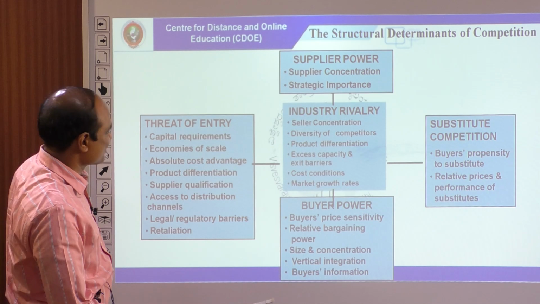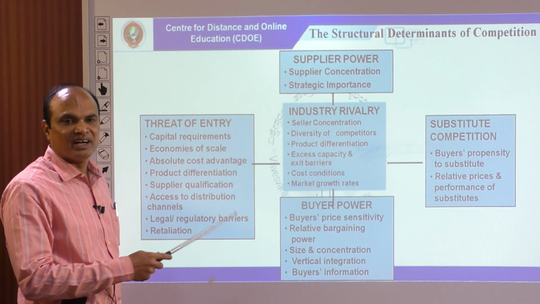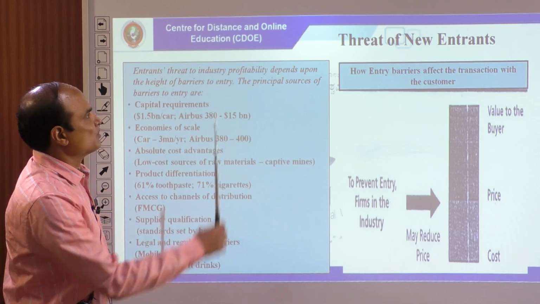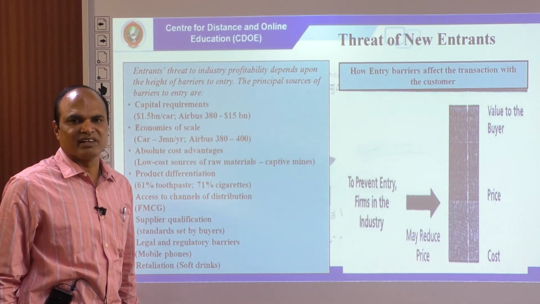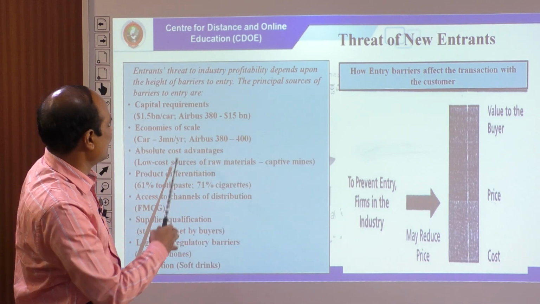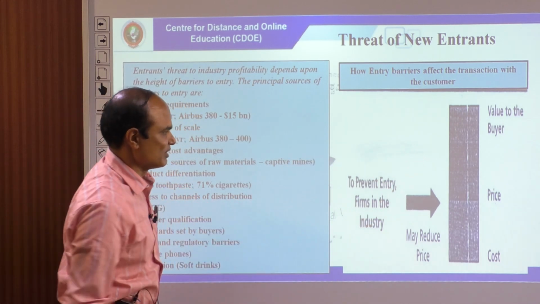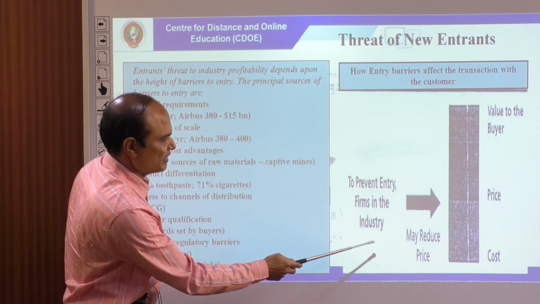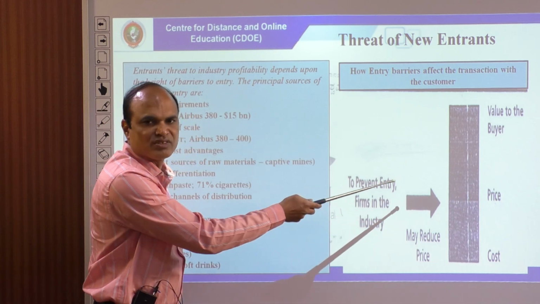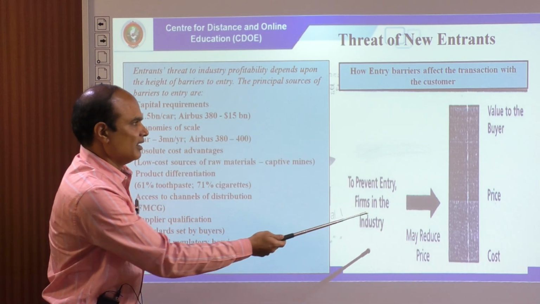So, now let us understand how these factors determine the competition and in turn profitability in an industry. To start with, the first one is the threat of new entrants. On the one hand you are seeing the various factors, here how entry barriers affect the transaction with the customer. To prevent entry, firms in the industry may reduce price. If they reduce price, they have to offer less value, and if they increase price, they have to offer less.